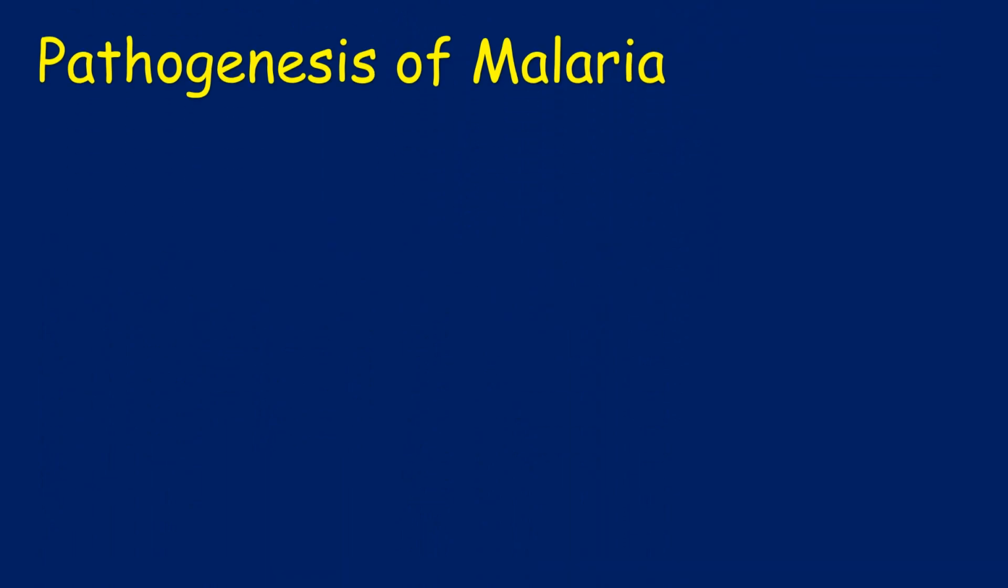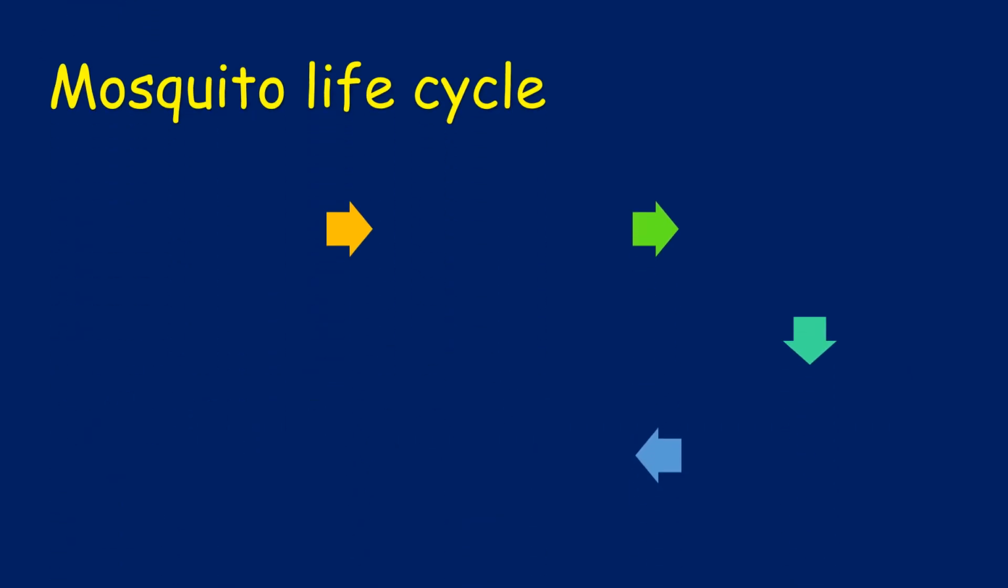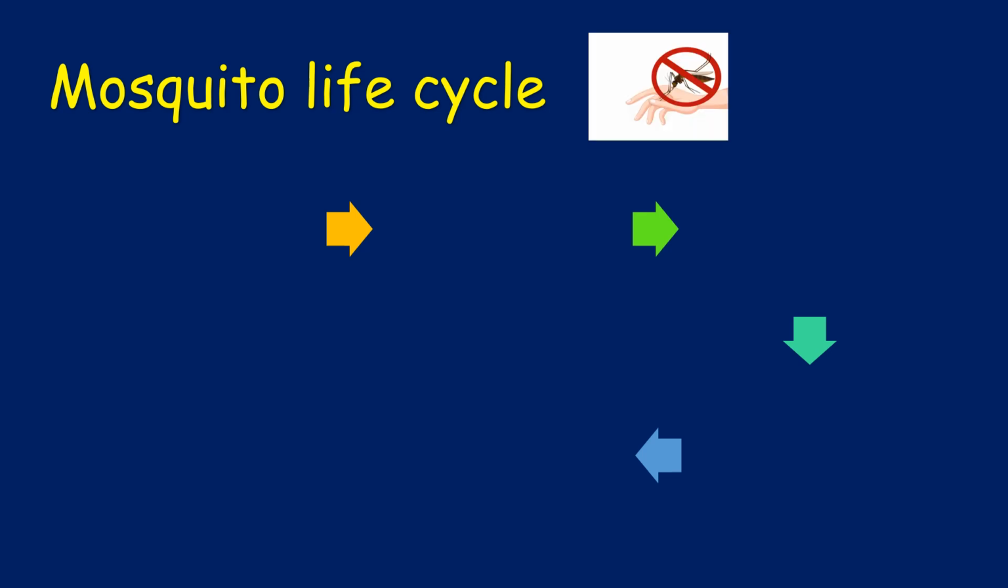Let's learn about the pathogenesis of malaria. The definitive host in malaria is the female Anopheles mosquito, where the sexual development takes place, while the intermediate host is the human, where asexual development takes place. The mosquito life cycle begins when the female Anopheles mosquito feeds on an infected human. As it feeds on the blood, both sexual and asexual forms of parasites enter the mosquito. The asexual form dies, while the sexual form, or gametocytes, further develop.